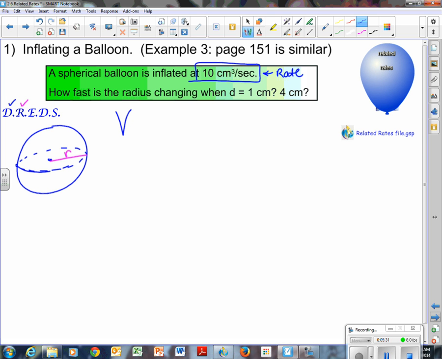Cubic centimeters talks about volume. So my volume is changing at a rate, and I'm going to note that by saying dV, the differential of the volume, compared to the differential of time, change of volume over change of time, was 10 cubic centimeters per second. How fast is the radius changing when the diameter is 1 centimeter and 4?